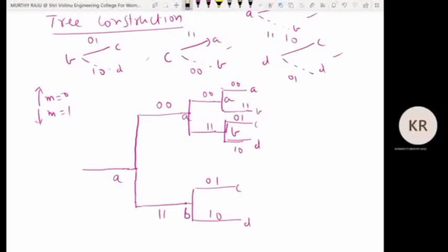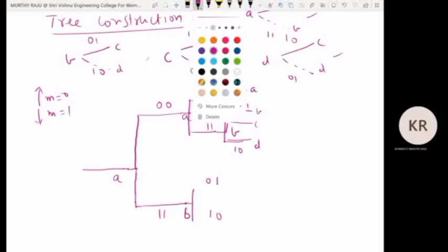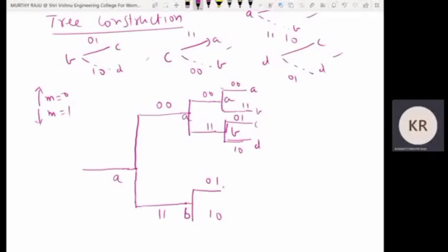You are in state C. The labels are compulsory here, starting with this one: B, B to C, B to D. From C to A, the output is 1 1. C to B, output is 0 0. And consider D.